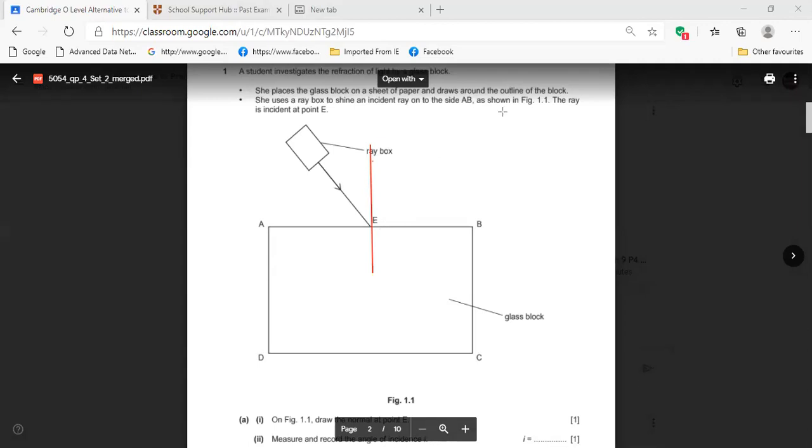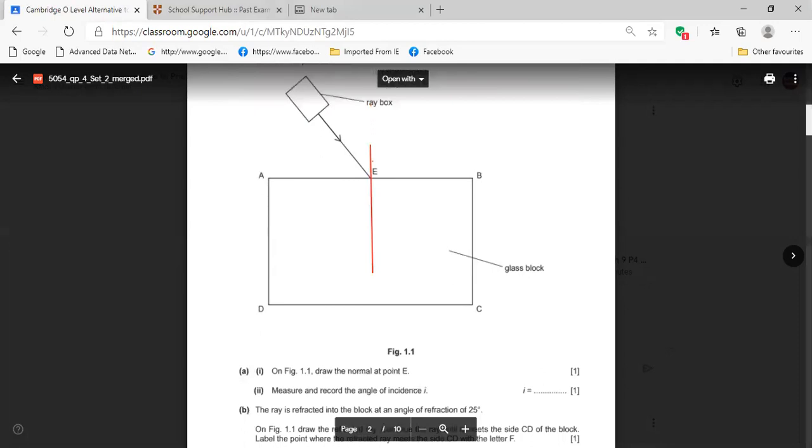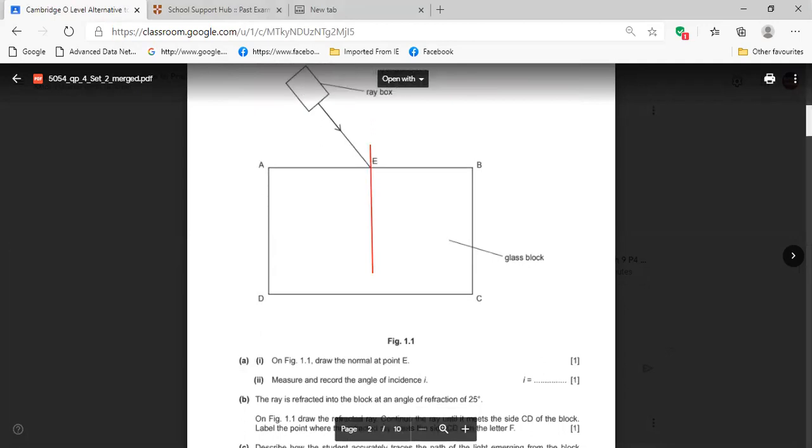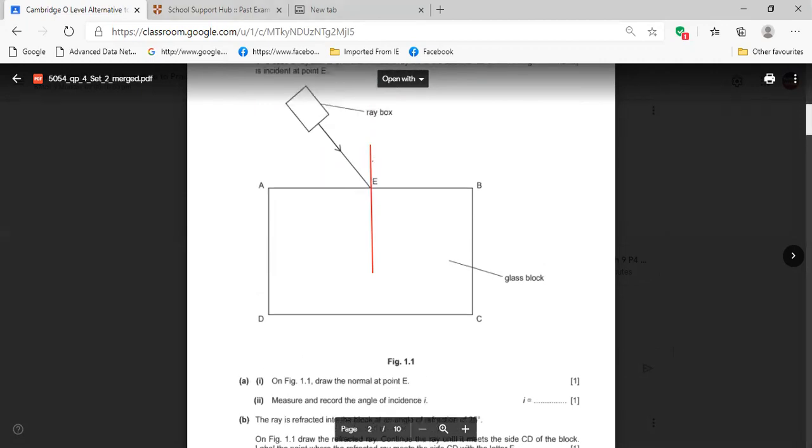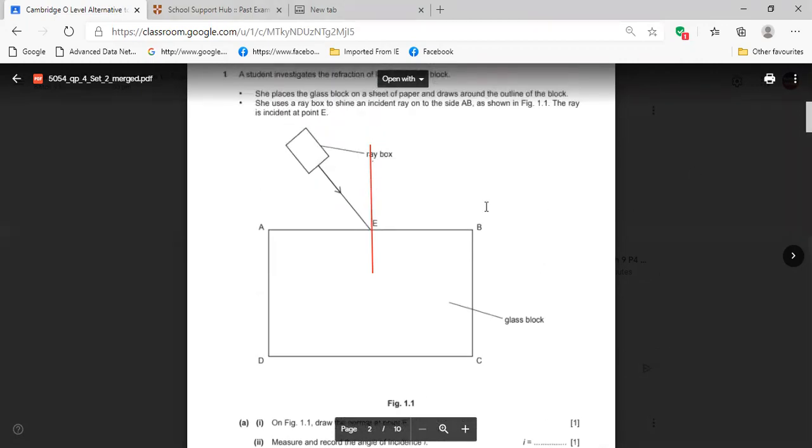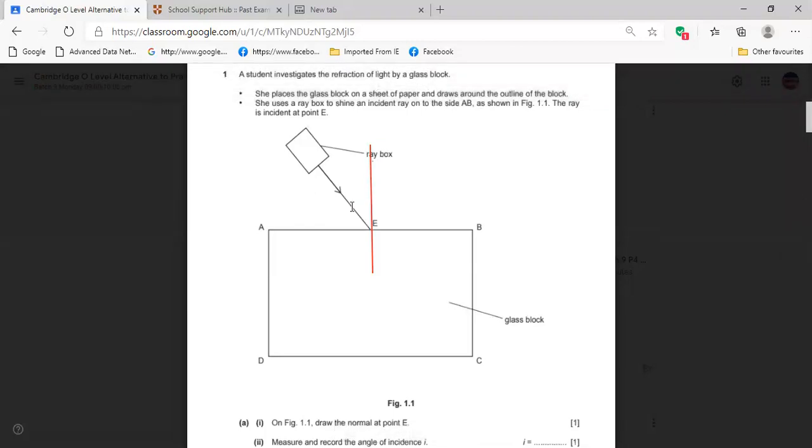Yes. So this way you draw one normal, and after drawing you have to use your protractor. Do you have the protractor with you now? Yes, sir. Yes, use the protractor. They are saying measure and record the angle of incidence i. So do you know what the angle of incidence is? If your normal is here, then from the normal till the incident ray, it is your angle of incidence.